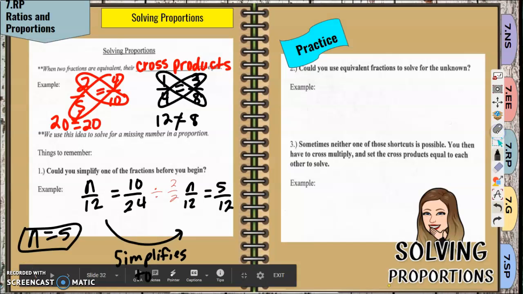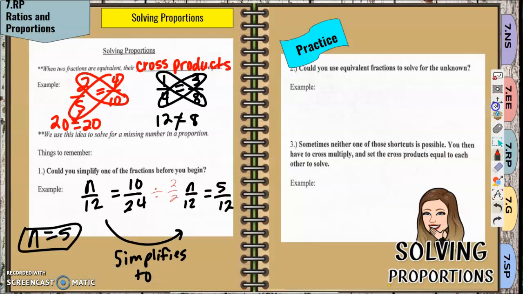All right, another way that you can solve proportions is you can check to see if you can use equivalent fractions to solve for the unknown. So let's say I have 3 over 6 equals x over 42. So obviously 3 and x, nothing can be done with those because one of them is a variable. But when I think about 6 and 42, automatically 7 should pop into your head when you think of 6 and 42. Because 6 times 7 is 42.